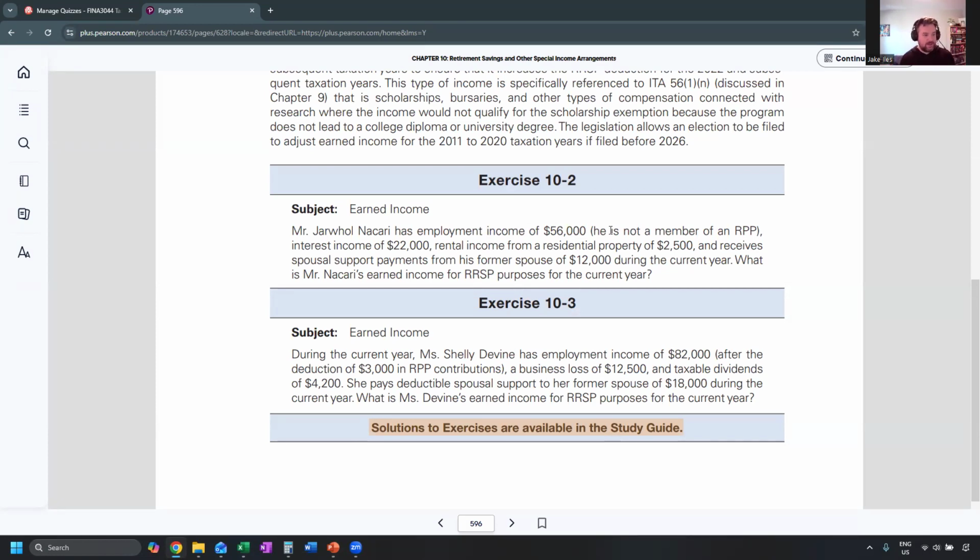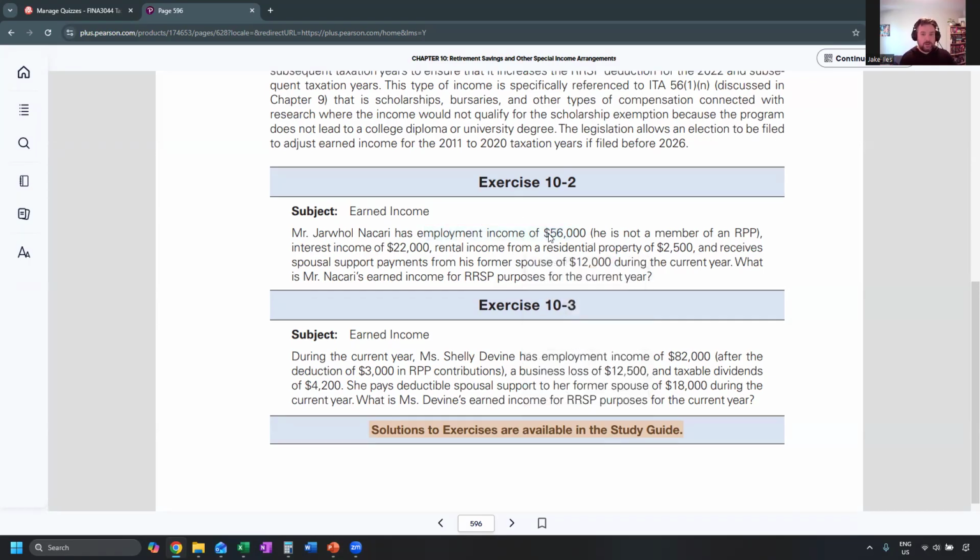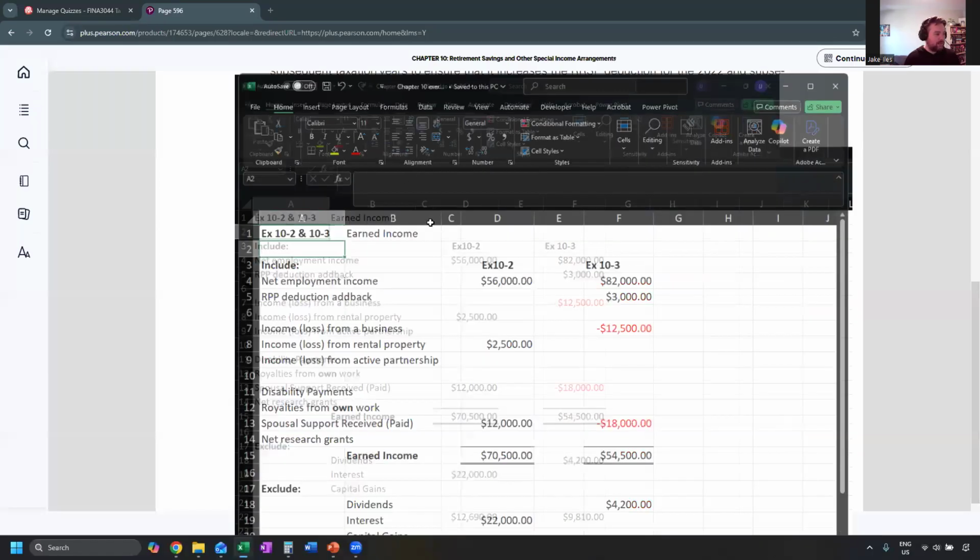So 56,000, he's not a member of an RPP, so there's no modification to this. Interest income of 22,000, rental income from a residential property of 2,500, and he receives spousal support payments from a former spouse of 12,000. So we're trying to think of what income was earned. Employment income is definitely earned, so we're going to include 56,000. Interest income is not considered earned. Rental income is earned for purposes of RSP. And spousal support payments from a former spouse, he received $12,000, which will be included. So when we look at the spreadsheet, I have them both here.